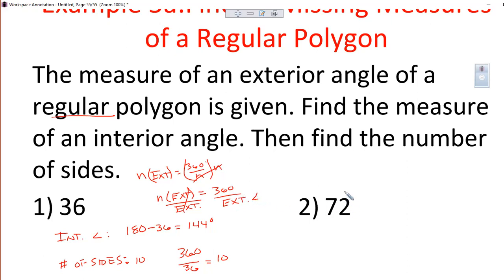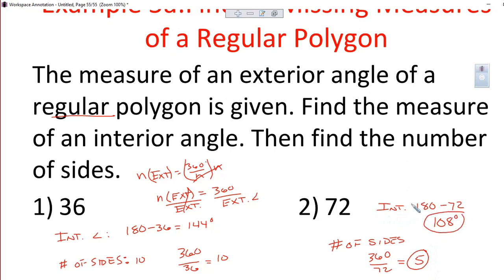So with an exterior angle of 72, let's find our interior angle. Again, it's 180 minus 72, which gives us 108. For the number of sides, that's going to be 360 divided by 72. It will always come out to be a whole number because you cannot have half a side. When you divide this out, you get 5. So this is a 5-sided object. It's a pentagon. Each interior angle is 108, and each exterior angle is 72.